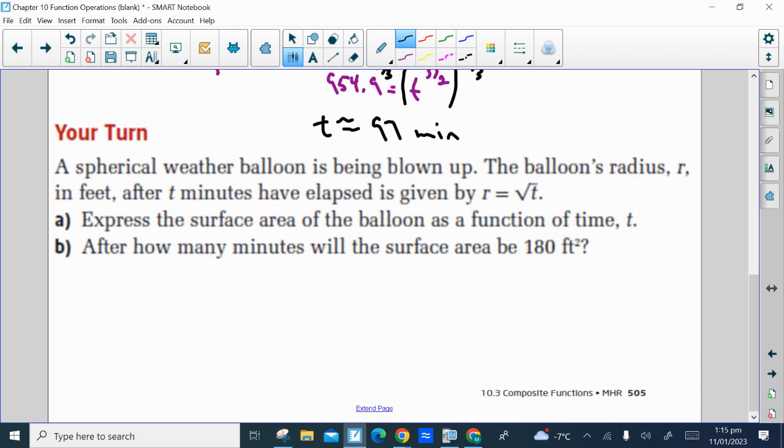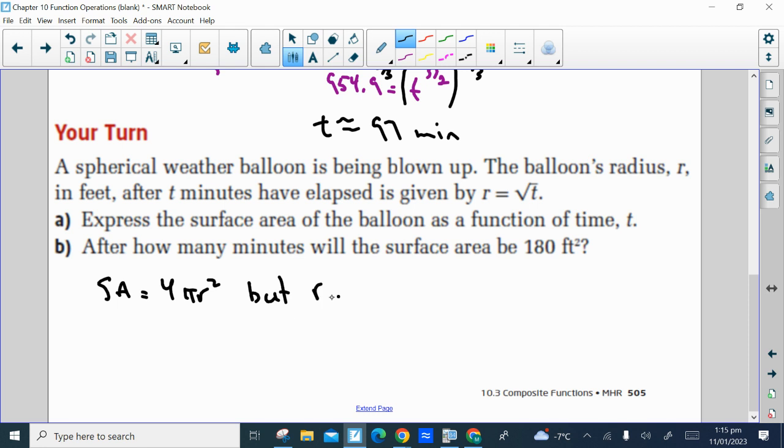And the only difference between that one and this next one is now we're talking about surface area. The balloon's radius r in feet after t minutes have elapsed is given by the same equation, but now we want to express the surface area of the sphere. The surface area of a sphere is 4 pi r squared. Again, you'd be given this if you needed it. But we're asked to write this in terms of t instead of r.